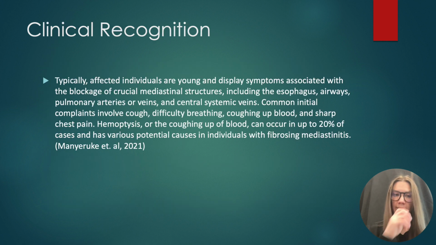So, clinical recognition. Typically, affected individuals are young and display symptoms associated with the blockage of crucial mediastinal structures, including the esophagus, airways, pulmonary arteries or veins, and central systemic veins. Common initial complaints involve cough, difficulty breathing, coughing up blood, and sharp chest pain. Hemoptysis, or the coughing up blood, can occur in 20% of the cases and has various potential causes in individuals with fibrosing mediastinitis. And that's also by Manyaruki et al. 2021. And these are the symptoms that this patient did present to the emergency department with.